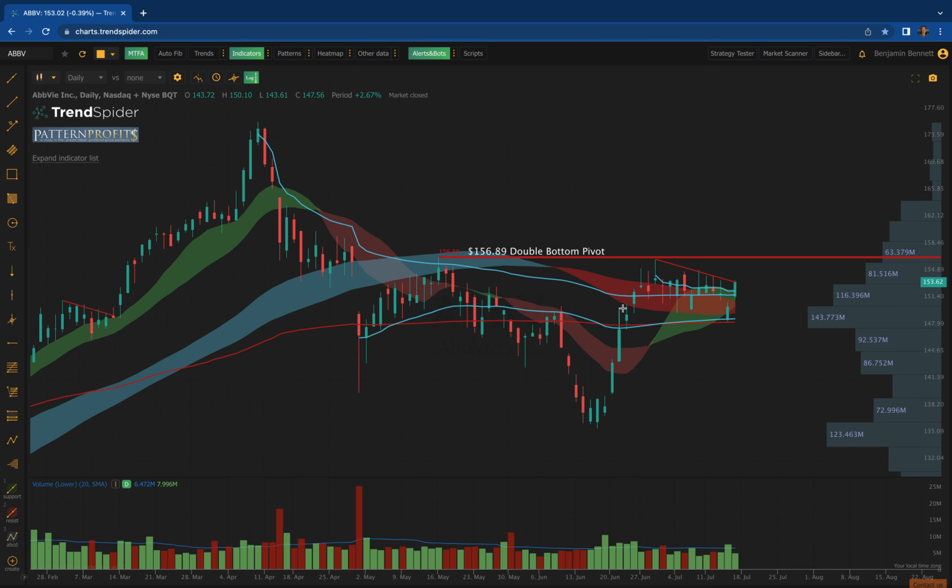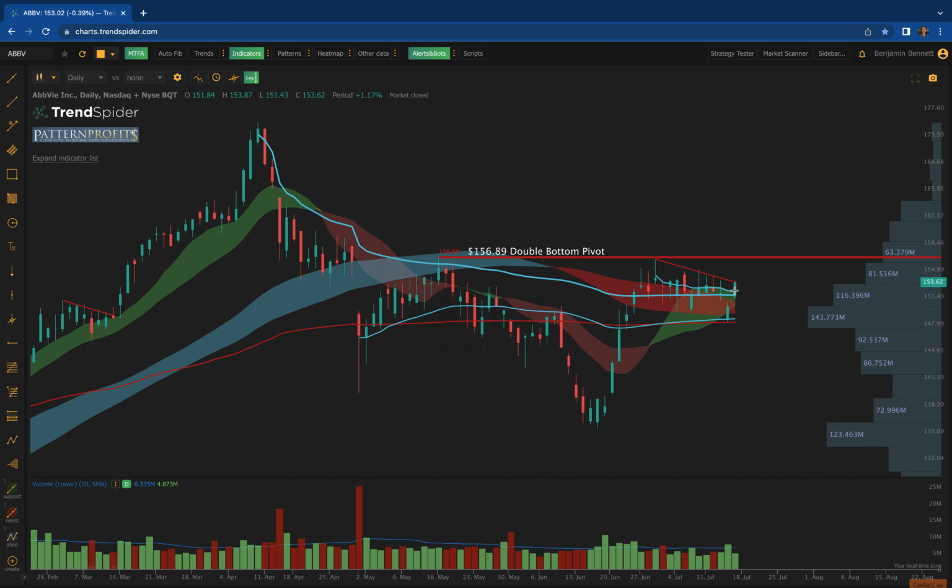This double bottom pivot here now has added a little handle. You've got a descending trend line pushing right up against it, making it an early entry opportunity there. 156.89 is the double bottom pivot. Saw good volume coming in up the right side. The 10, 20, 50, 65 cloud, all right there. Not tight enough for a power of three, but pretty close.